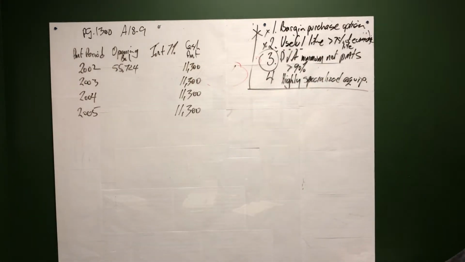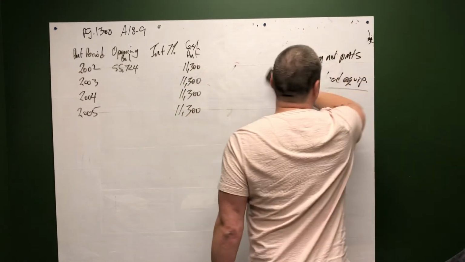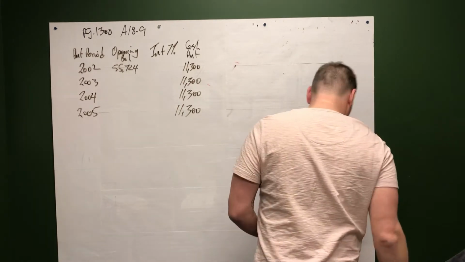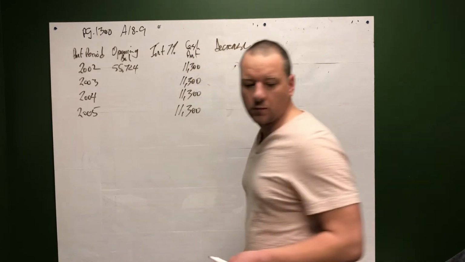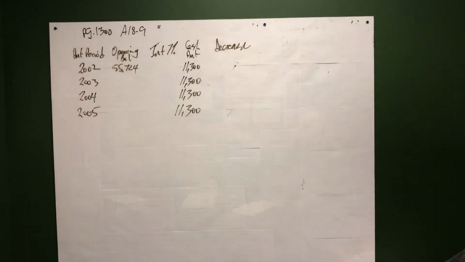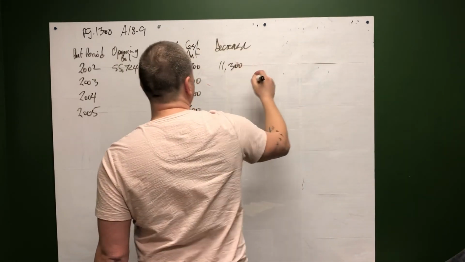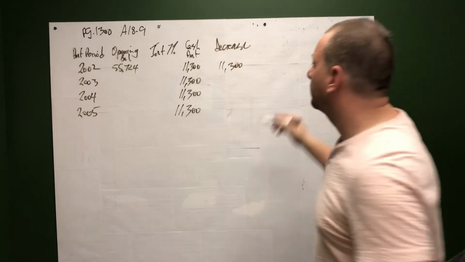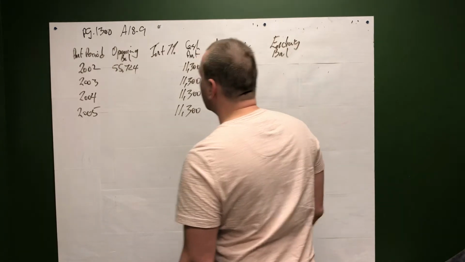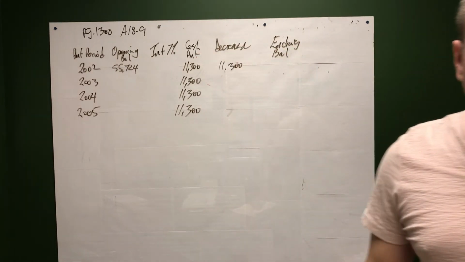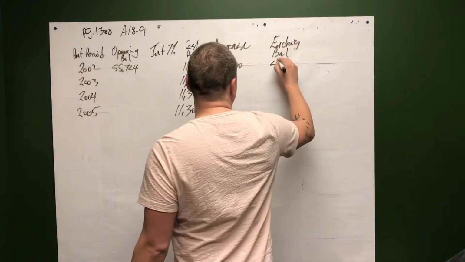Now, we also need to make a column for the decrease in the principal. In this case, it's 11.3 as well, because that first year there's no interest. And then our remaining balance: 55,724 minus 11.3, 44,424. Again, no interest in that first year.